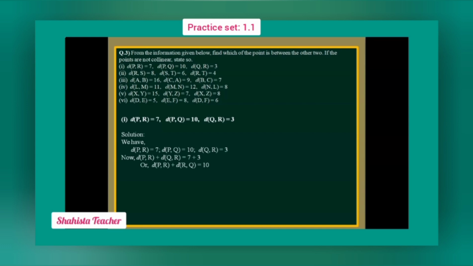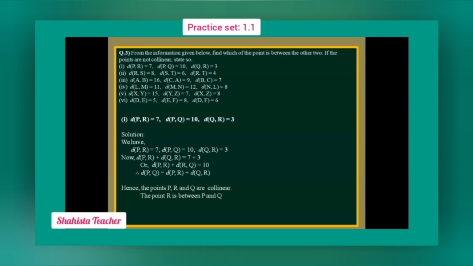Now after adding these two smaller numbers, we get the third value, that is 10. So distance of PQ is equal to distance of PR plus distance of QR. So it is equal, that means it is a collinear point. So hence the points P, R and Q are collinear.